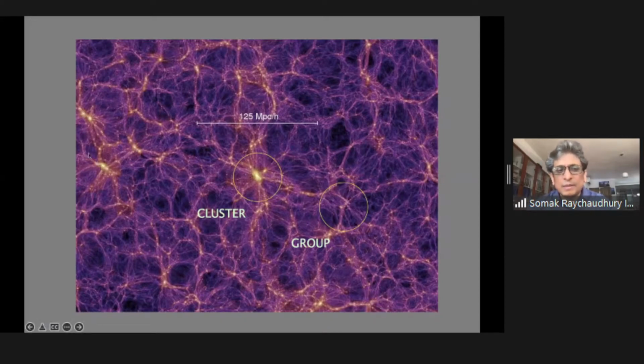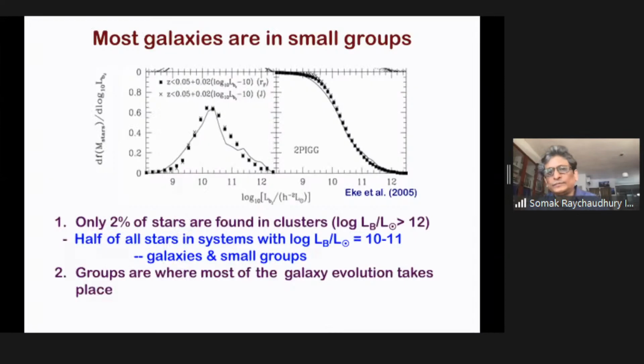So here is another example of a cluster here. And structures like these would be groups, small groups. There are many, many more groups than clusters. In fact, this is a very complicated plot, and I would like to spend some time explaining a plot like this, which kind of shows that most galaxies are in small groups rather than in clusters.